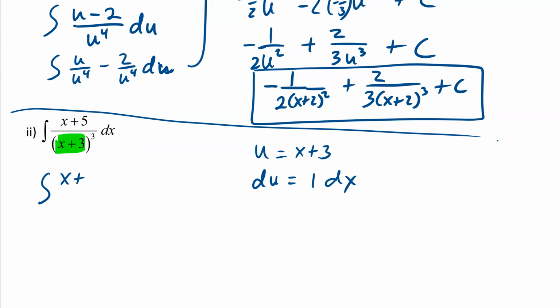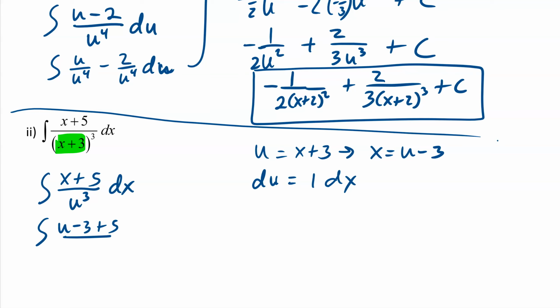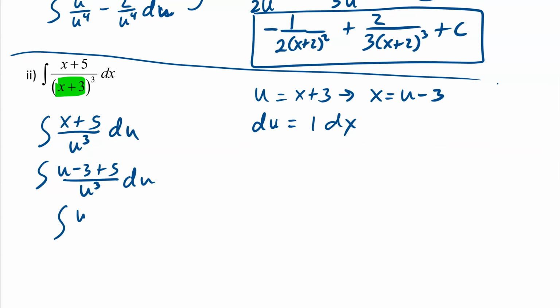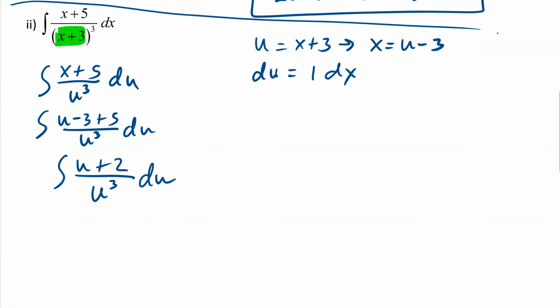So we would have x plus 5 over u cubed and then dx. So again, we can come back over here and go, okay, well, x is equal to u minus 3. So if I replace it, I get u minus 3 plus 5. Oops, that's supposed to be a du now. Simplifying that, we get u plus 2 over u cubed du. And now we can split it. So this would be u to the negative 2 plus 2u to the negative 3 du.